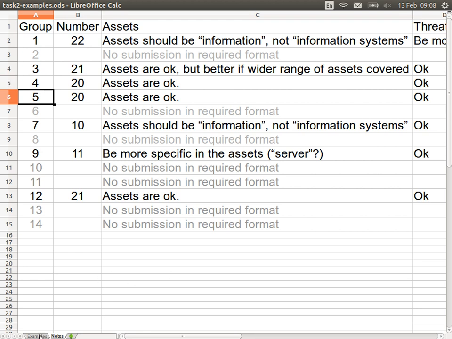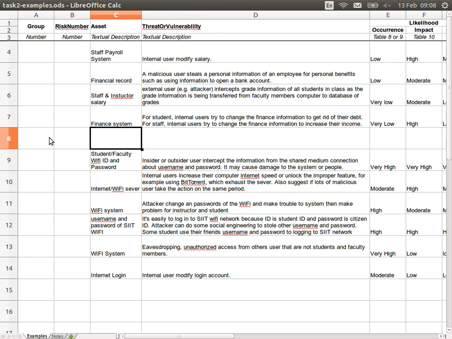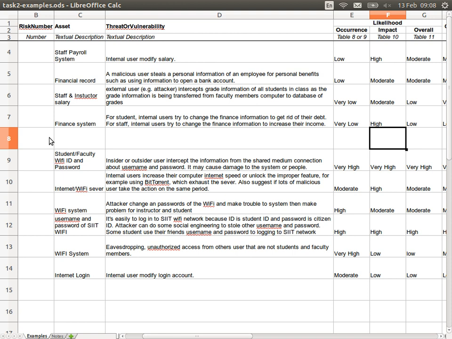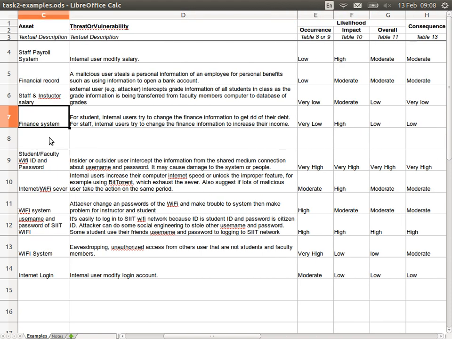Some examples. This is a copy and paste of some group submissions. It's maybe hard to see. The first four are related to finance. These are four submissions from four different groups relating to payroll, financial records, salary information. From different groups' perspectives, most likely meaning the same thing, say someone's salary information, the financial information, and some threats about them, and different classifications here.